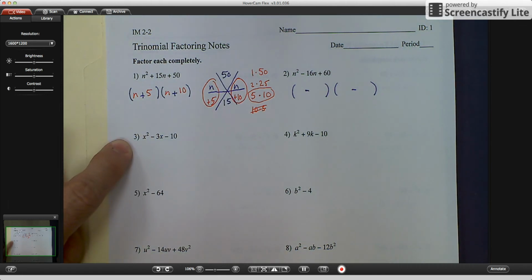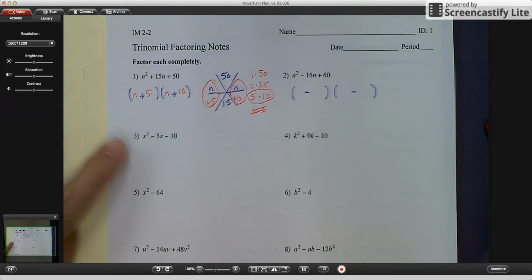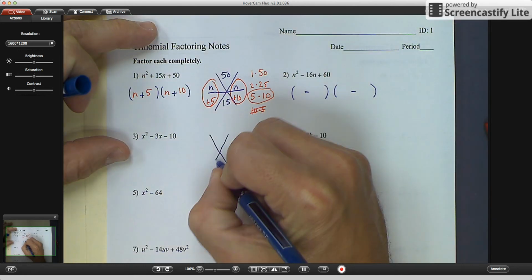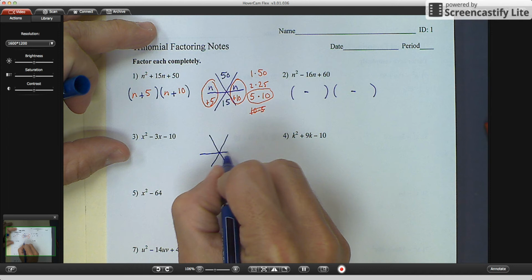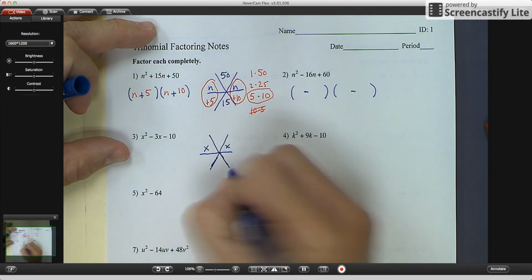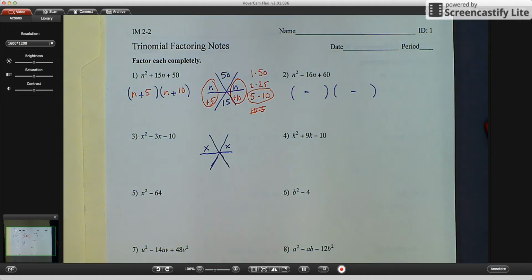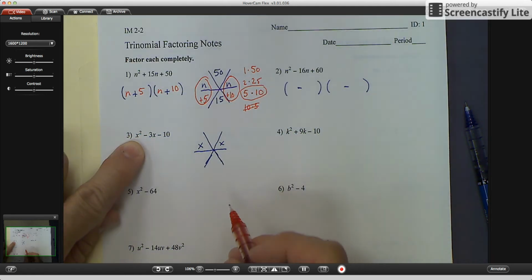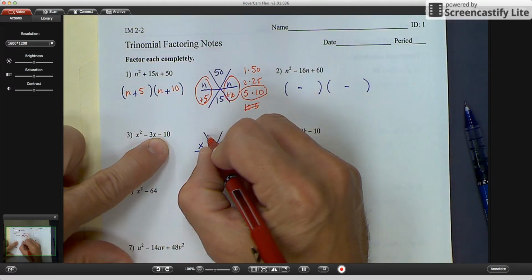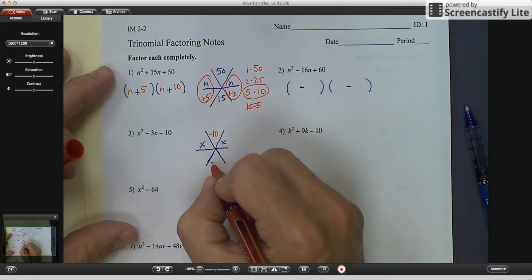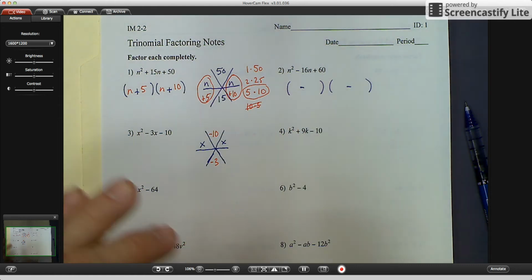The next one I'm going to do is number 3. So again, I'm going to go through the process. Set up my magic X, turn it into my snowflake. My variable of x goes up top so that I have my binomials right there ready to go. My top number in the magic X is my A value, which is a coefficient of 1, times a negative 10. So we have a negative 10 there. And then the bottom number is my B value, which is negative 3.